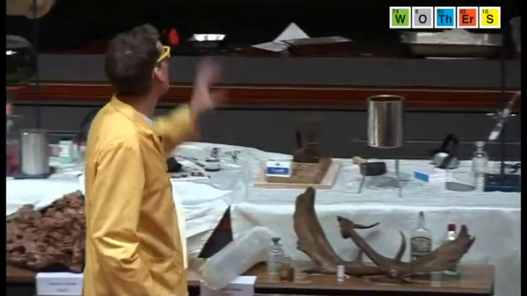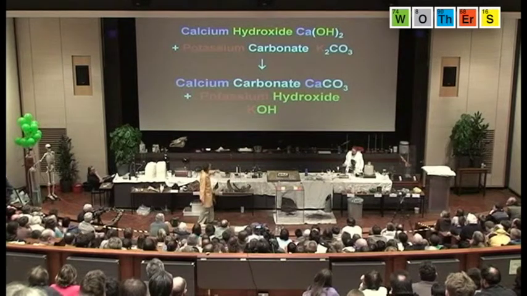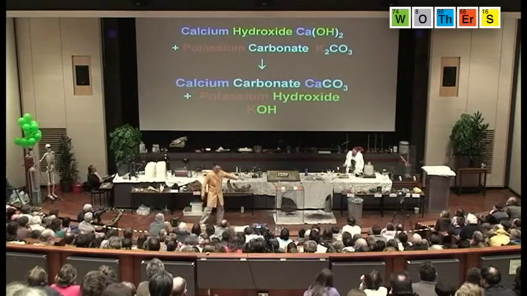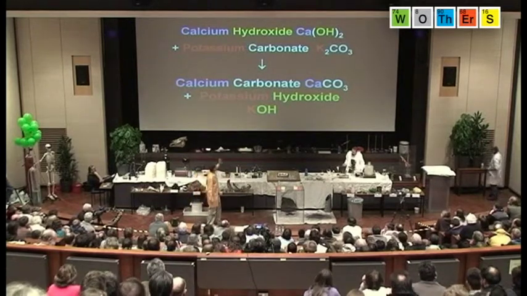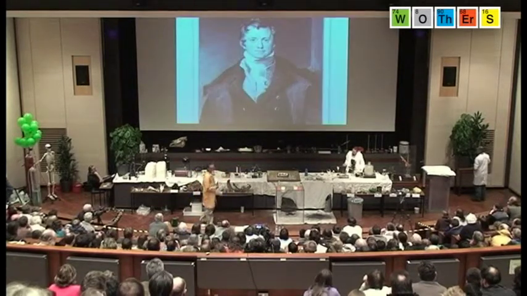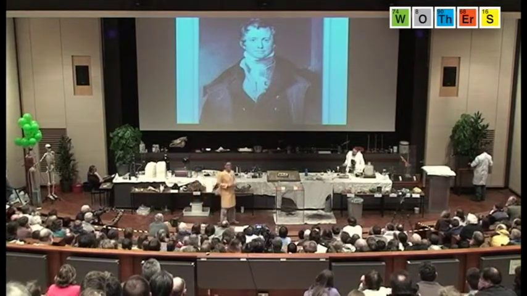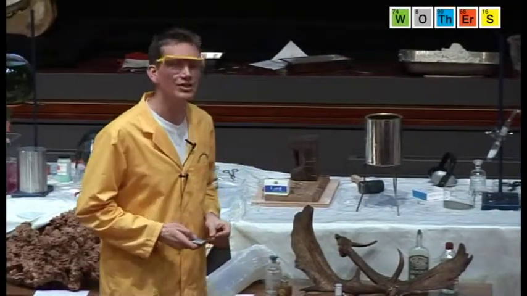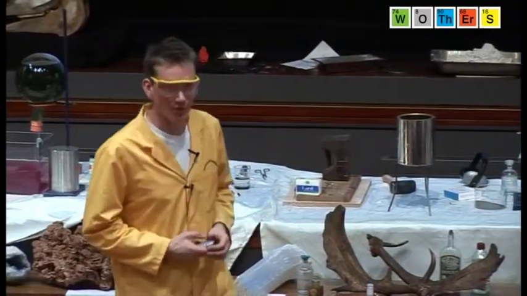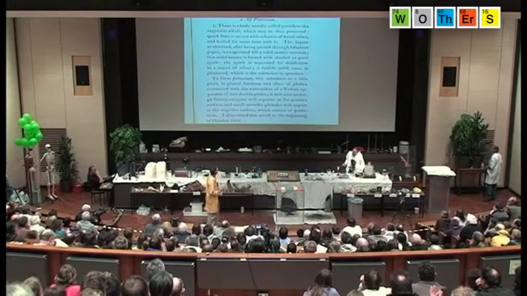And this is the reaction that we've just seen there. The calcium hydroxide reacting with the potassium carbonate to form calcium carbonate. That's the white colour, the insoluble chalk, and forming potassium hydroxide. But it was the potassium hydroxide that was first used by this chap, Humphrey Davy, in 1807, and he isolated potassium metal. He did this by melting the potassium hydroxide and passing an electric current through it, and this is his description of his production of potassium here.